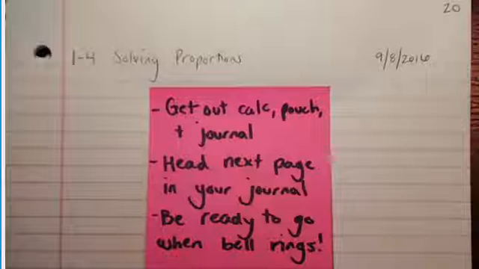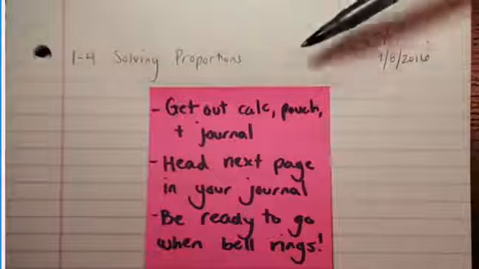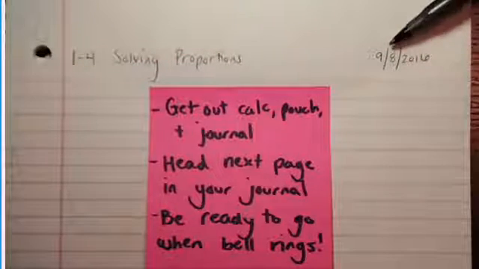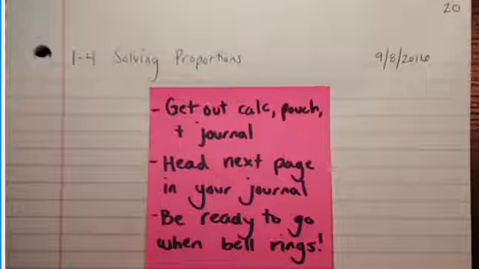Hey guys, so you should already have your calculator and pouch out on your desk, as well as your journal headed with the first page being 1-4, Solving Proportions. Today is September 8th, 2016. Don't forget to label the right hand of the page in the top corner with the page number you're on, and fill out the table of contents.